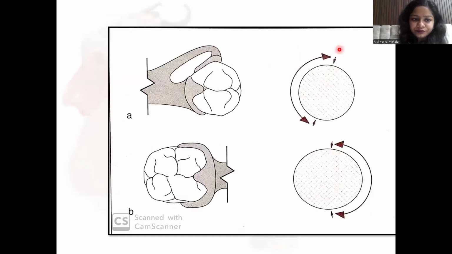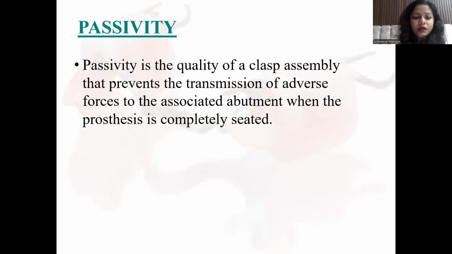Here we can see the encirclement is less than 180 degrees. So this is an example of an ineffective encirclement. The passivity is the quality of a clasp assembly that prevents the transmission of adverse forces to the associated abutment when the prosthesis is completely seated.